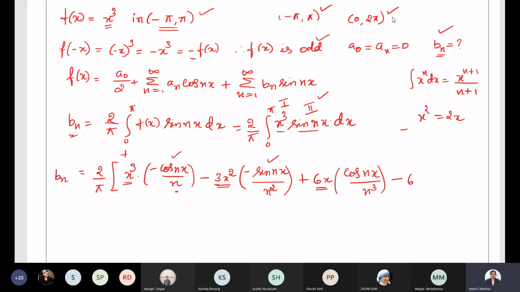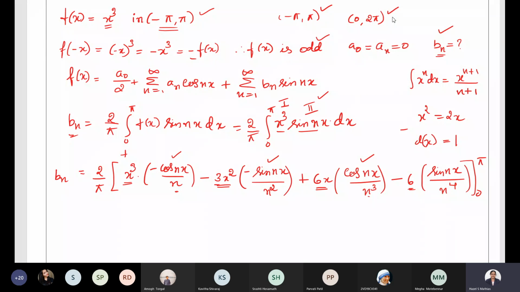Differentiation of 6x is 6 because differentiation of x is 1. That's why differentiation of 6x will be 6. Now integrate this. Integration of cos will be sine nx divided by n. Here n cube already there, so it will become n power 4. Let me repeat this step once again. Why are we stopping till here?